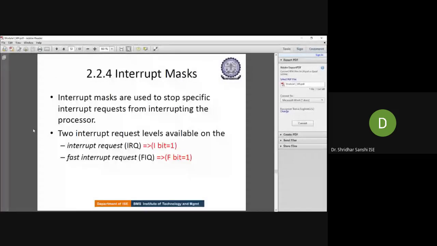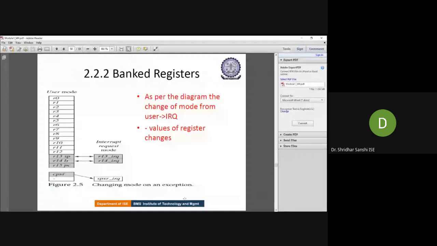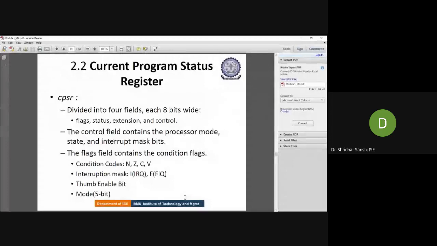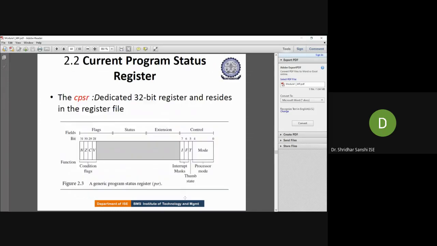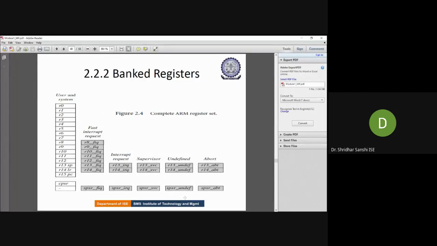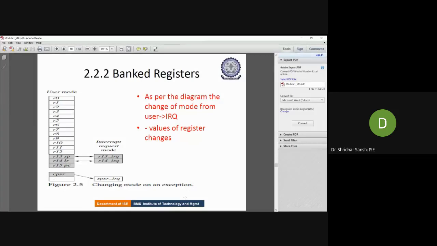So what have we studied in this class? We have seen what processor modes are. What are the two types in which the processor operates? One is privileged mode and another one is non-privileged mode. And what are the different types of privileged modes and non-privileged modes? Then we talked about banked registers, why they are used and how they are used, how we change from one mode to another mode, and why the SPSR registers are used.